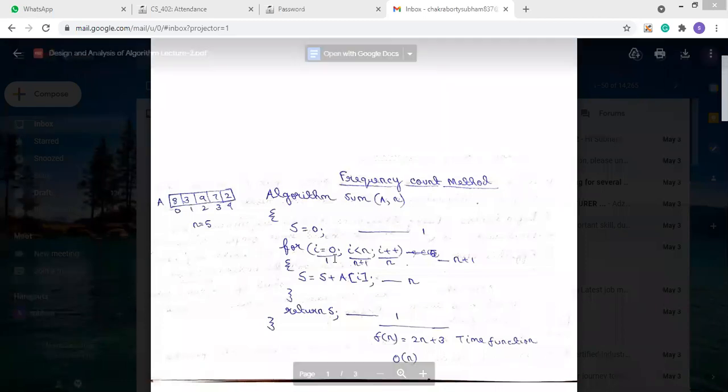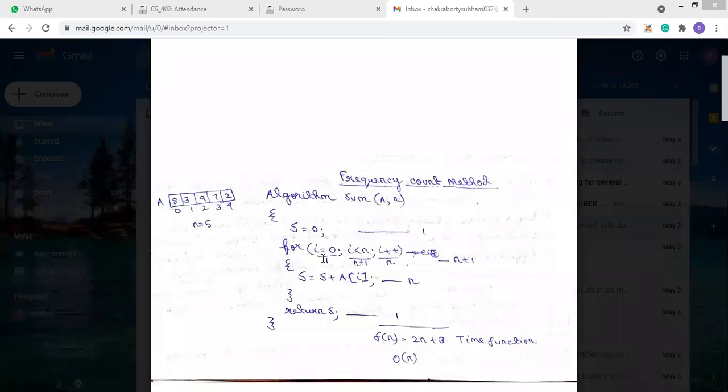First, i equal to 0. This is a simple statement, so for a simple statement, 1 unit of time is required. That is why below it is written 1. Next, i less than n. This is the condition of the loop. Now you can see that for the execution of this loop, if n is the requirement, then the condition will be executed n plus 1 times.